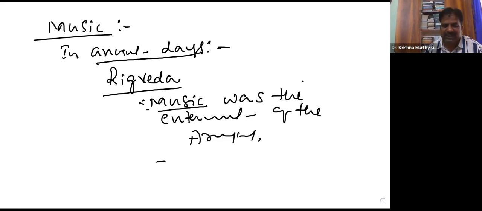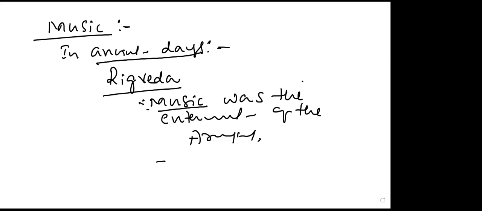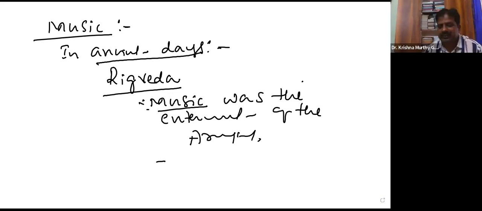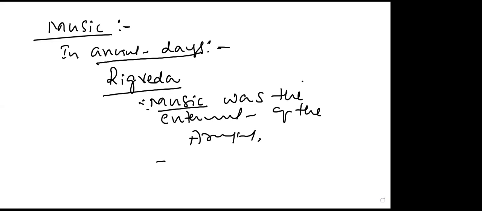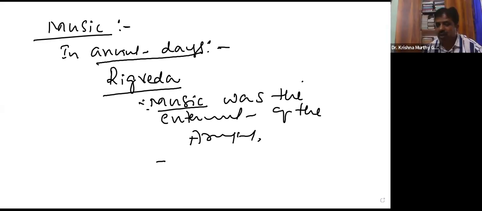Rig Veda means what? Veda means knowledge, sir. Even all the Vedic texts are referred to as texts of knowledge, different types of knowledge. Rig Veda means a collection of rituals, hymns, prayers or shlokas.